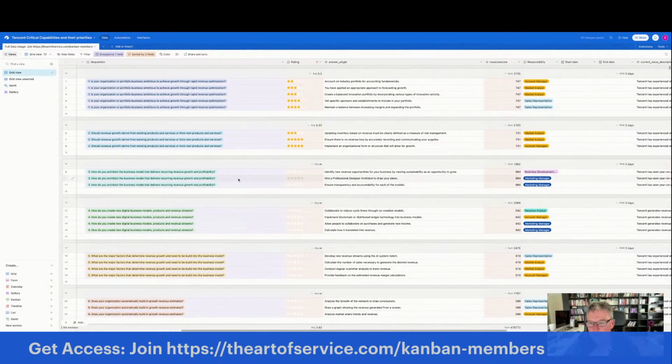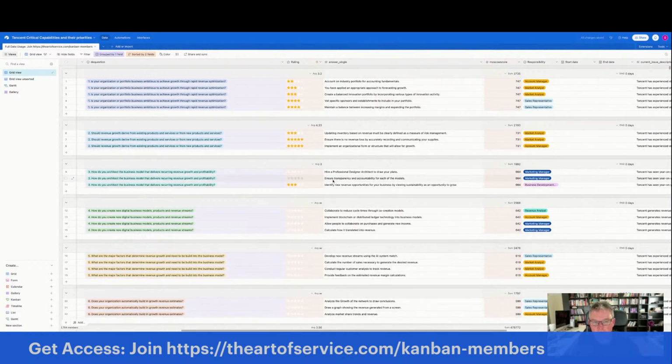Question number 3, how do you architect a business model that delivers recurring revenue growth and profitability? Identify new revenue opportunities for your business by viewing sustainability as an opportunity to grow. Oh, that's interesting. We have started looking at sustainability, maybe that's Tencent, but Tencent's actually doing this. And if I want to follow that strategy, let's have a look at that.